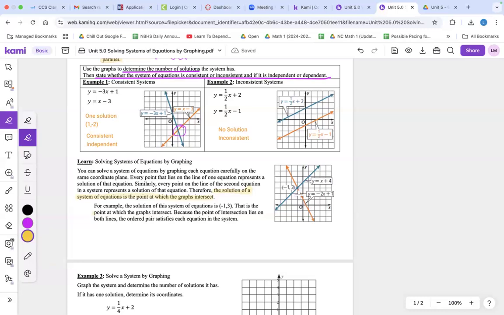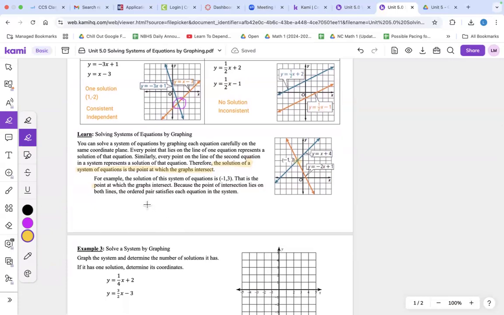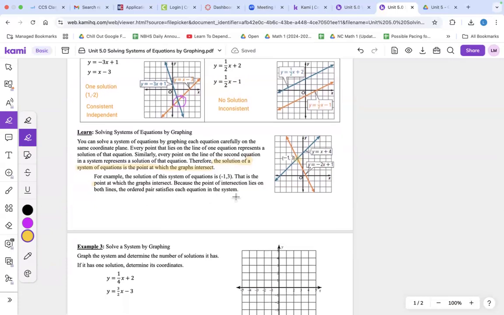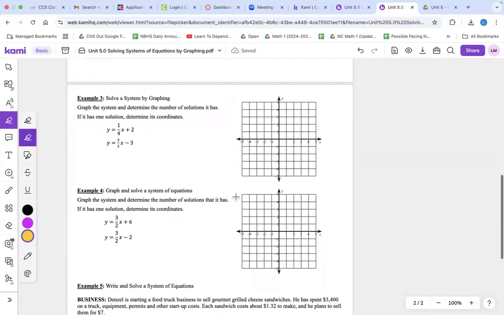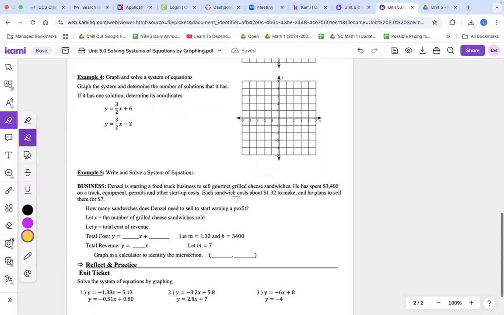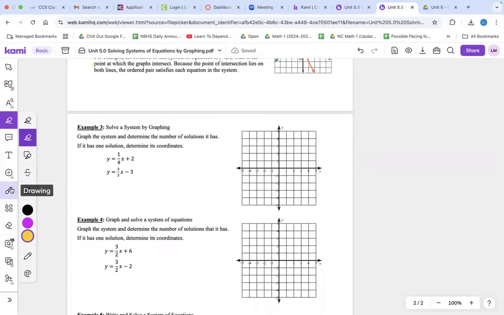What that means is everything on this orange line only belongs to orange. Everything on the blue line only belongs to blue. But when they cross, then that point belongs to both of them. For example, this solution, well, -1, 3, that is the point at which the graphs intersect, because the point of intersection lies on both lines. The ordered pair satisfies each equation in the system. All right, so let's go on down to our example 3. We have example 4, and then we have example 5. So let's talk about how to graph these guys.